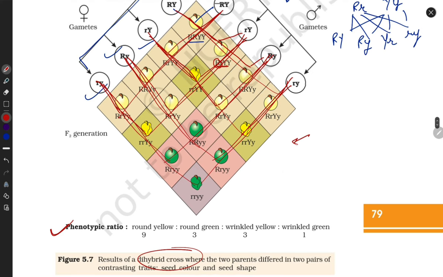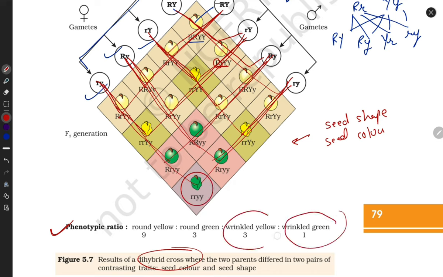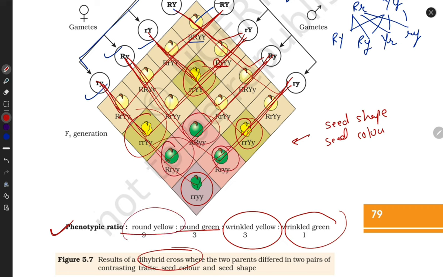In this dihybrid cross, what we inherited means a pea plant, what they inherited. They inherited seed shape and seed color. You got only one wrinkled and green. You got three wrinkled and yellow. Look at here. Now you got round, but they are green. And now rest of the all round and yellow. So this is what, guys, this is the dihybrid cross.